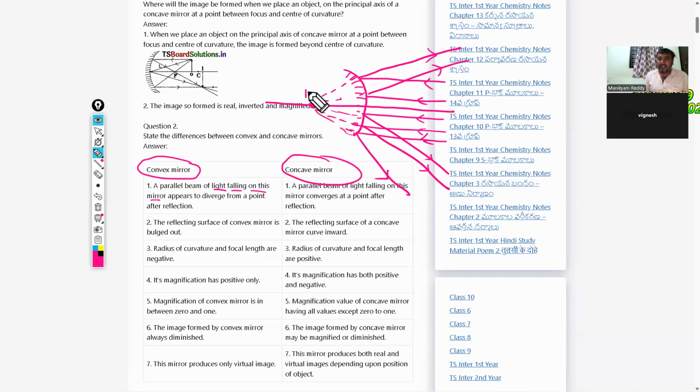These are appearing, emerging at the focal point. The reflecting surface of a convex mirror is bulged out. Completely, the reflecting surface is bulged out. The reflecting surface of a concave mirror is curved inward. Reflecting surface of a concave mirror curved inward. Reflecting surface of a convex mirror bulged out. Did you understand this statement?